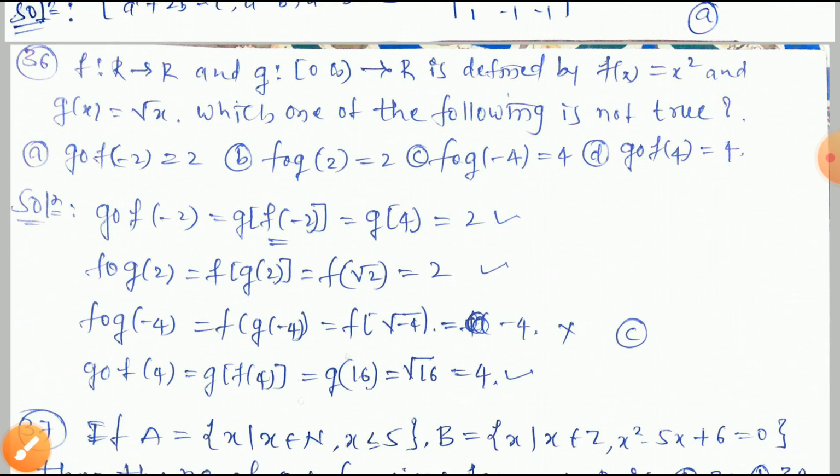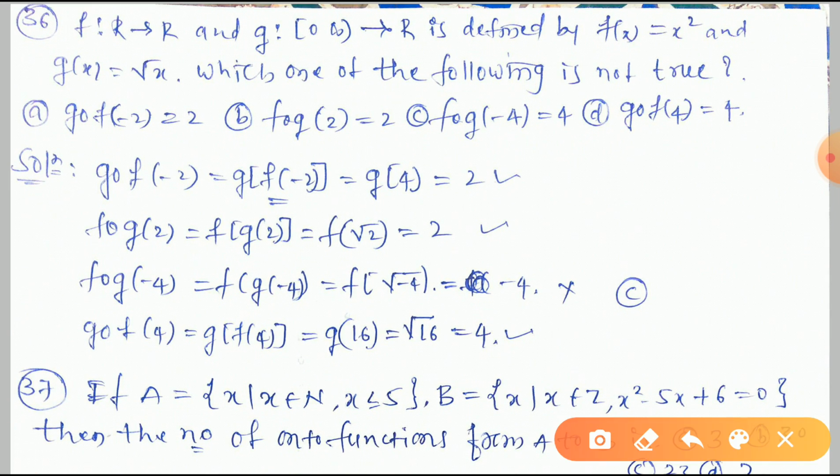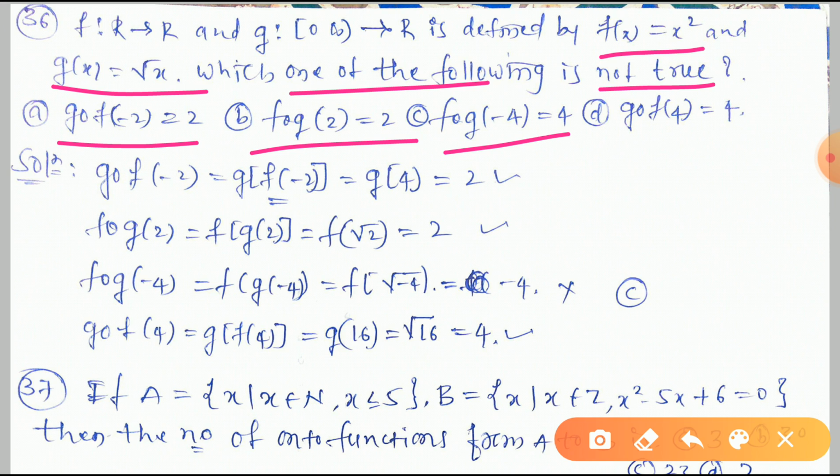Next, move on to question number 36. f is a function from R to R, and g is a function from the semi-closed interval 0 to infinity to R, defined by f of x is equal to x square, g of x is equal to root x. Which one of the following is not true? Not true. The options are like this. To check which one of the following is not true.